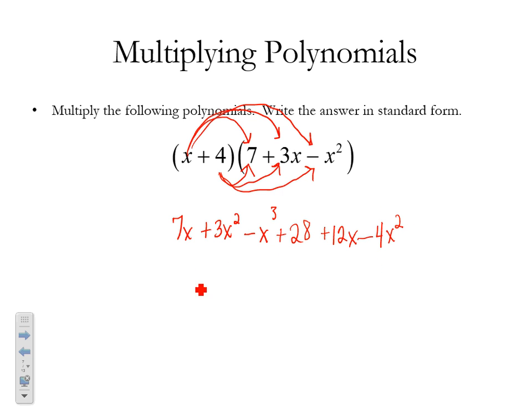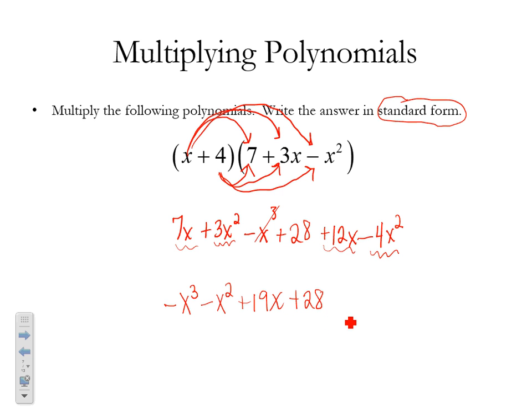Now we add all the like terms. But I'm going to make sure that it's in standard form as I do this, because that's the easiest way. So I'm going to find all the cubes. Oh, there's only one. I'm going to bring it down. Okay, I've used that up. Now I'm going to go squareds. Oh, there's a 3x squared. There's a negative 4x squared. That's negative x squared. And now I'm going to put the x's together. 7x and 12x make 19x. And last but not least, the plus 28.